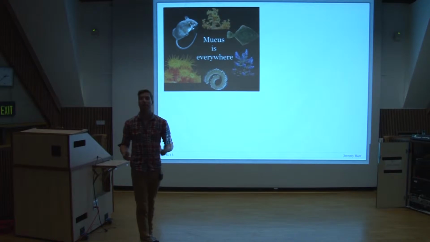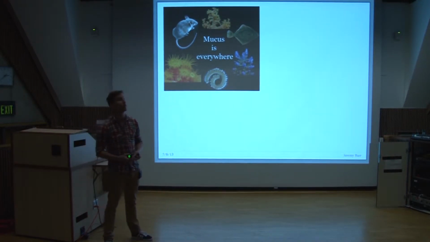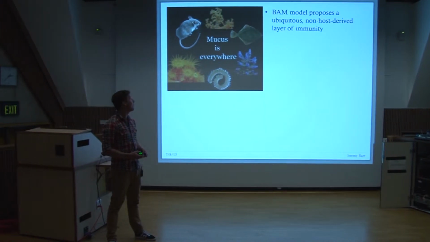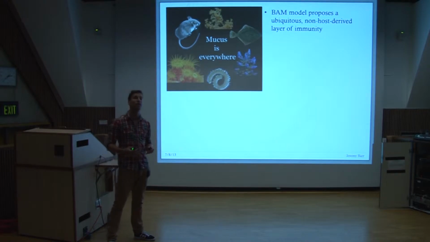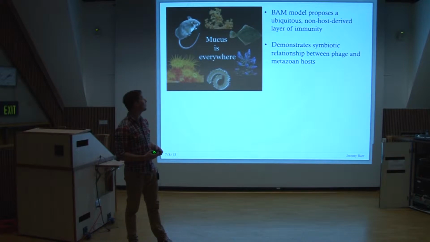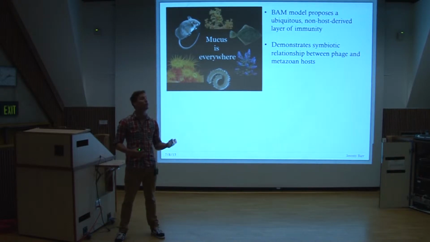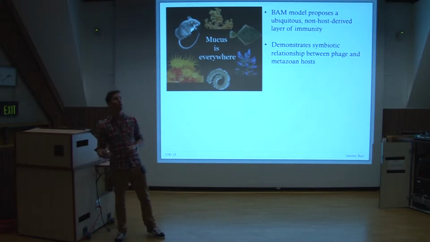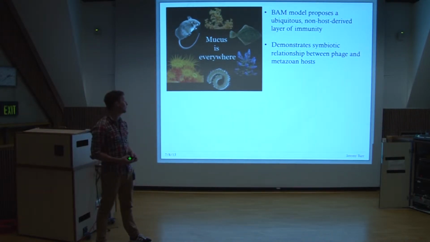So it shouldn't surprise you to learn that mucus is really everywhere, and there's a huge array of animals that utilize mucus and its protective benefits. So the BAM model proposes this as a ubiquitous, non-host derived layer of immunity that's mediated via phage accumulation to mucus. And it also proposes or demonstrates a novel symbiotic relationship between phage and metazoan hosts, whereby phage benefit through increased interaction rates and replication with bacteria and mucosal surfaces, and the metazoan host benefits through decreased bacterial load and subsequent pathology of their mucosal surface.